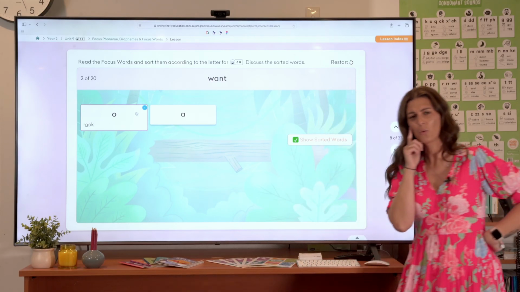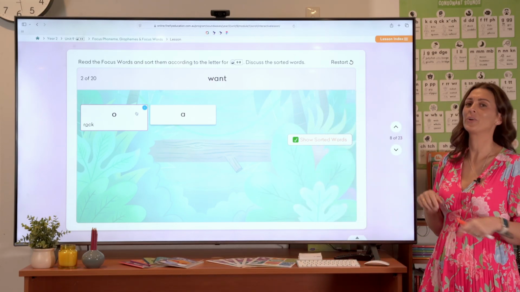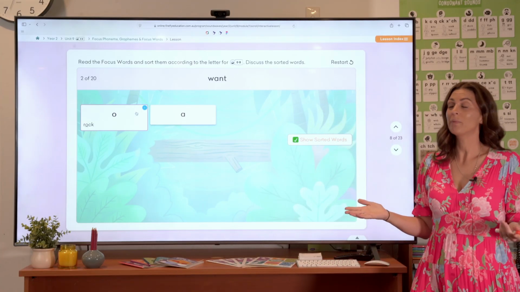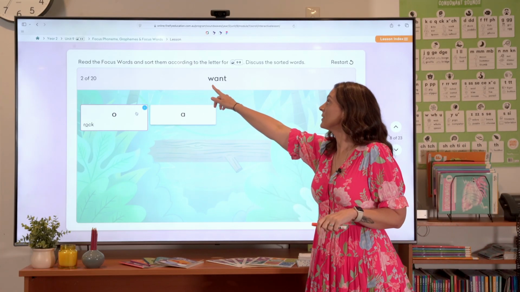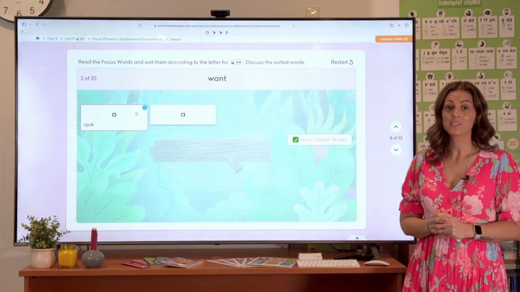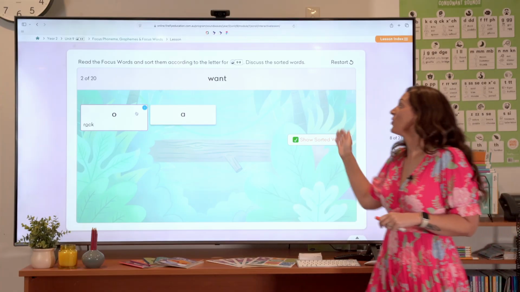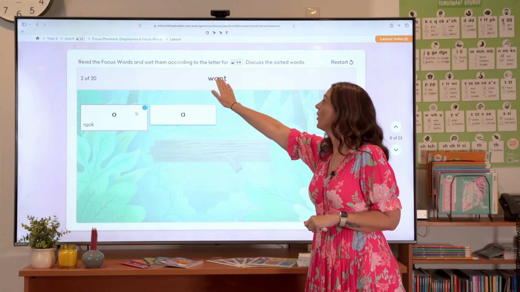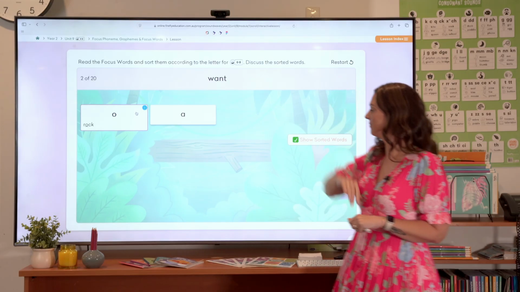W-a-n-t. Want. Oh, this is actually really important to talk about. When we have a W sound followed by an A, the grapheme A actually represents the O sound. So in this case, we would segment this word W-o-n-t.